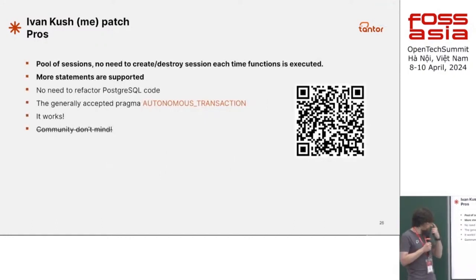So the advantages of the patch: we have a pool of sessions, so no need each time to create and destroy background workers when we execute an autonomous function. Also, many statements are supported. Almost no need to refactor the current Postgres code. We use the generally accepted Pragma autonomous transaction, and it works.